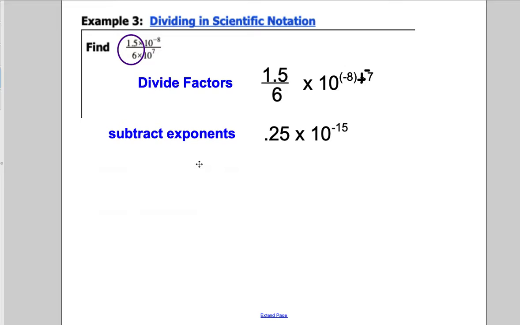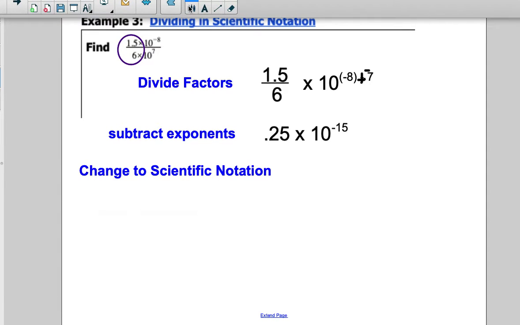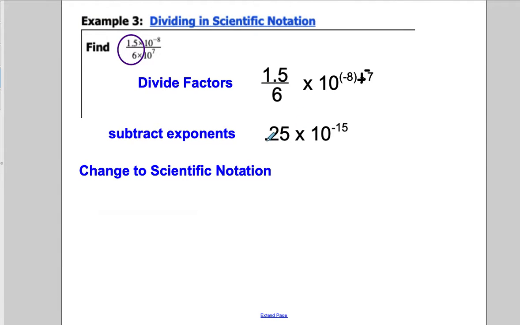All right, so is 0.25 times 10 to the negative 15 in scientific notation? Well, the only way to know that is to look at the factor in that particular equation, and I get 0.25, and that is not greater than 1. It's actually less than 1. So I need to move my decimal point. And when you're moving the decimal point, it's in front of the number. This time I'm going to the right to move my decimal point, and only one place over.